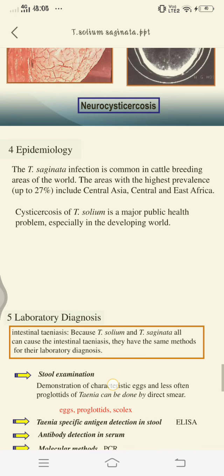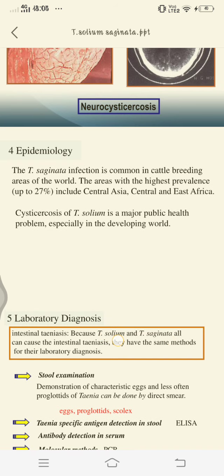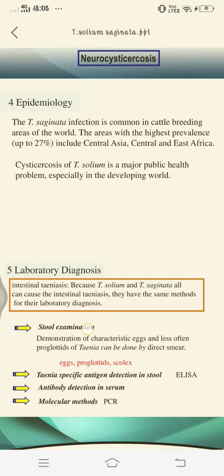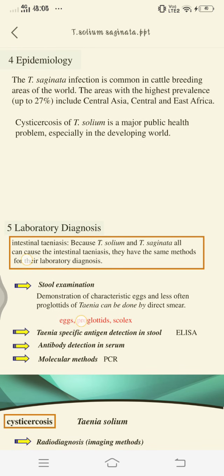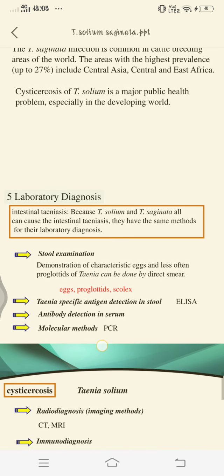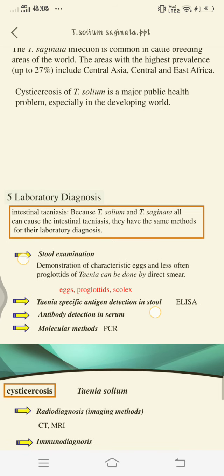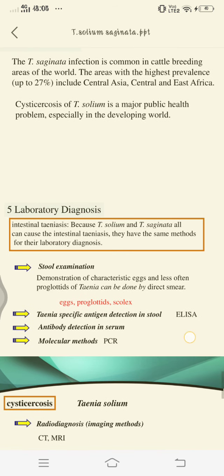So laboratory diagnosis: because both Taenia solium and saginata cause intestinal infection, of course we need to take the stool here. In stool, we can see the characteristics of the egg, and less often proglottids of Taenia, which can be done by direct smear. So eggs, proglottids and scolex you can observe. And Taenia specific antigen detection by ELISA, antibody detection in serum, and molecular methods, we can use PCR too.